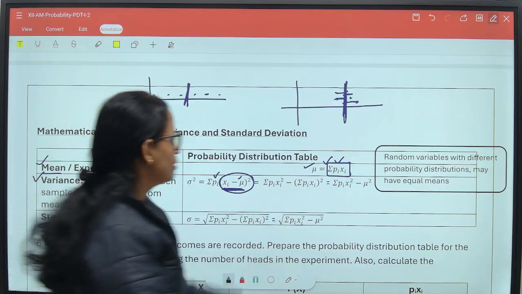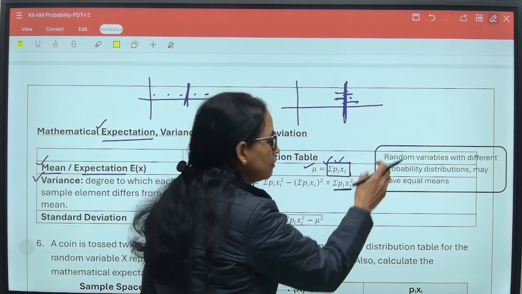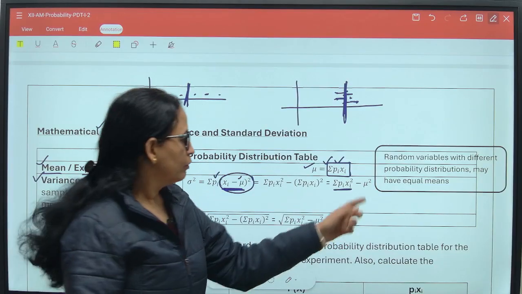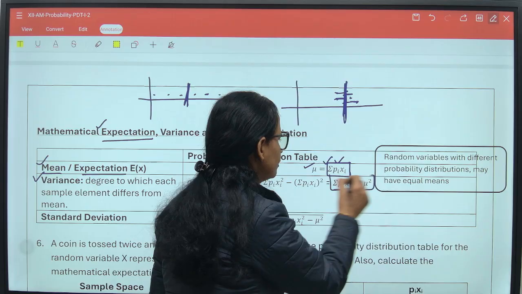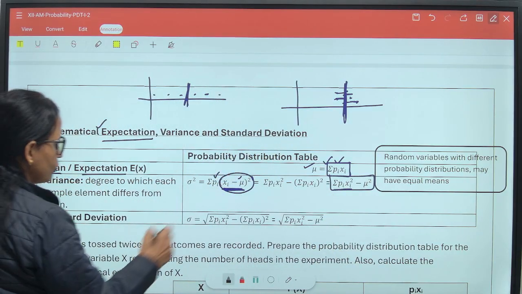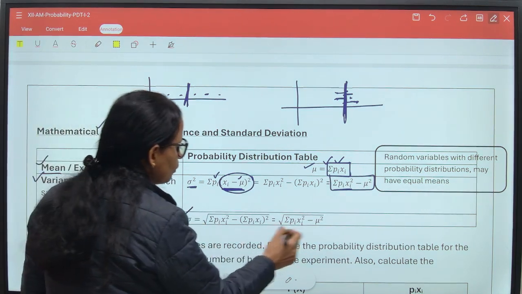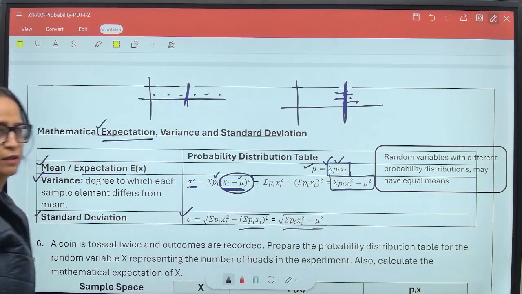The shortcut is you create a column for pi xi square and then subtract the square of the mean. You can use this formula also to find the variance, and the square root of variance is called standard deviation. So whatever value you get here for variance, you just find the square root of that value and you get the standard deviation.